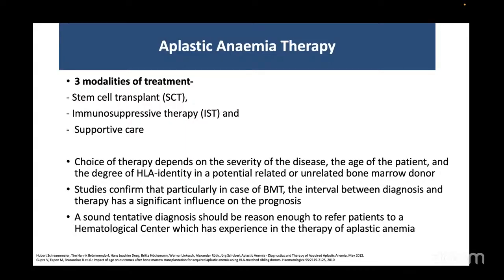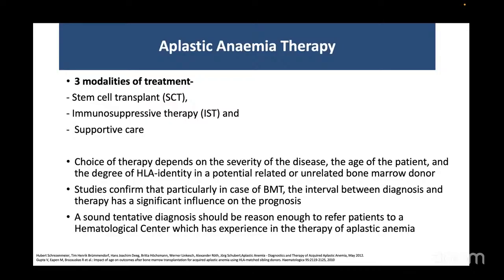So, there have been some studies that particularly say that the interval between the diagnosis and therapy has a significant influence on the prognosis, and this is believed to arise from the number of transfusions and transfusion-related damage, such as, say, iron overload or transmission of viral diseases, and many others.